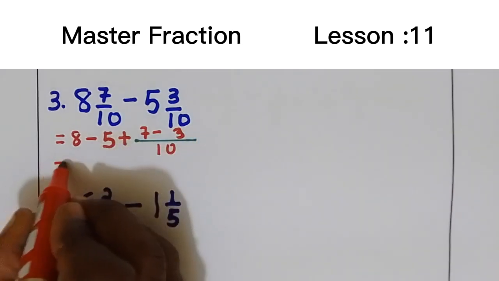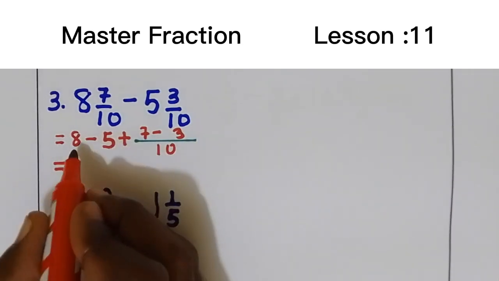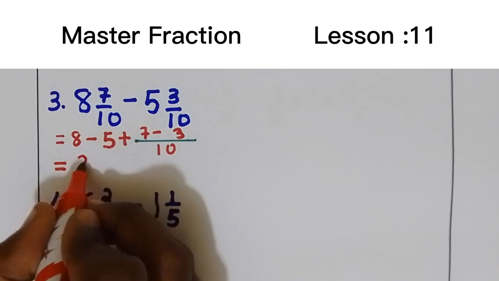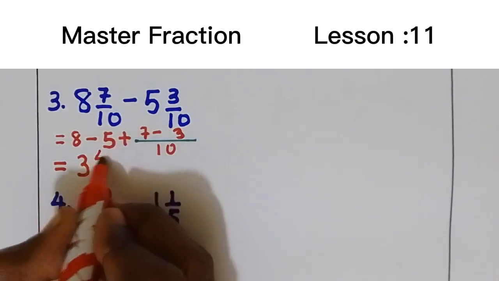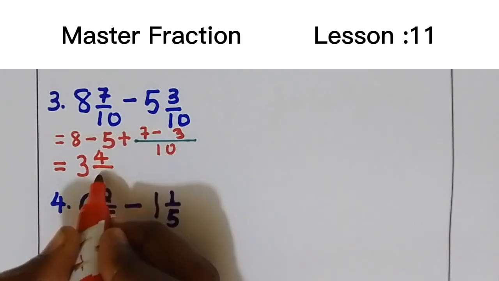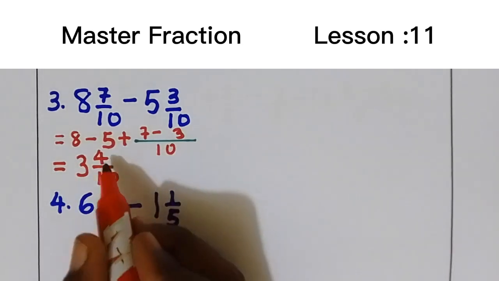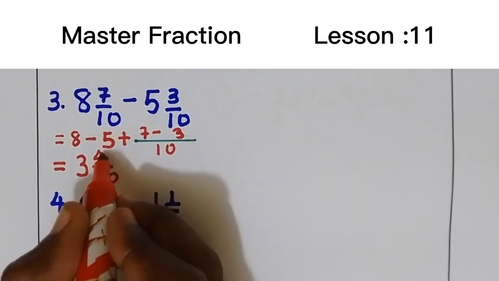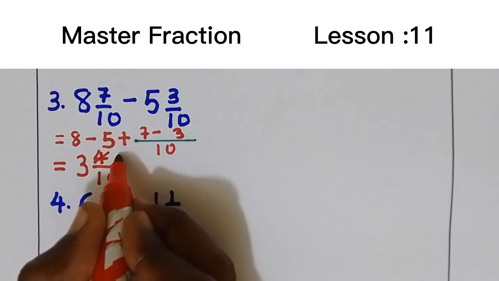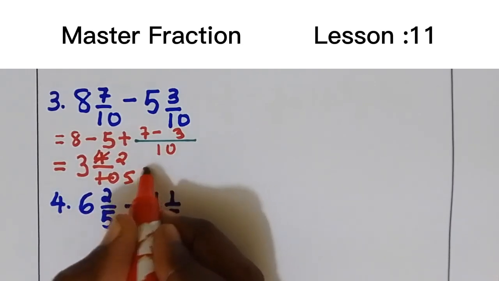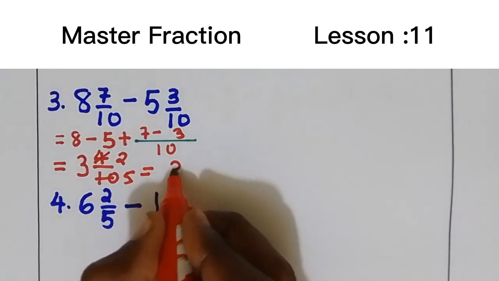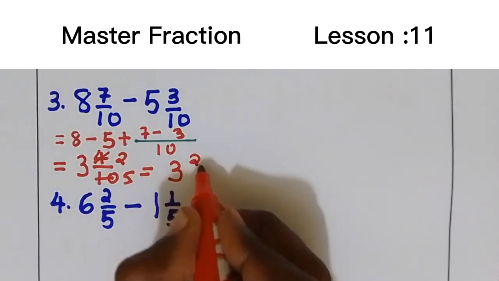This is equal to 8, take away 5, it is 3. 7, take away 3, we remain with 4 over 10. But 4 over 10, we can simplify it. By 2, we get 2. By 2, we get 5. So this will be equal to 3 whole number and 2 over 5.